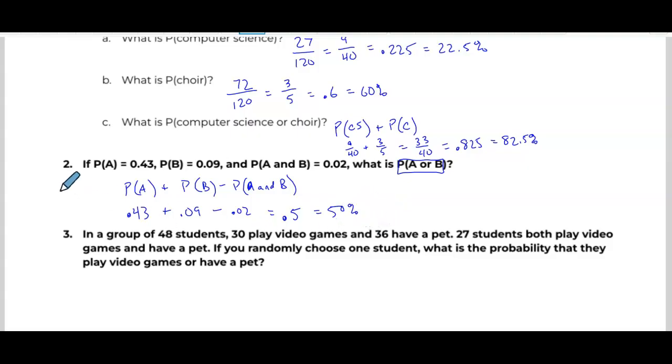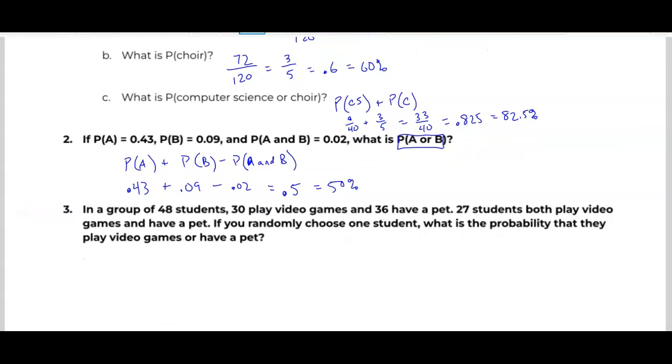Okay, go to number 3, read the problem, see if you can get to the end without help. Pause the video here and try it. Okay, so we're looking at 48 total students, so that's going to be my denominator for any fraction I need to calculate here. Let's go through this. If you randomly choose one student, what is the probability they play video games or have a pet?